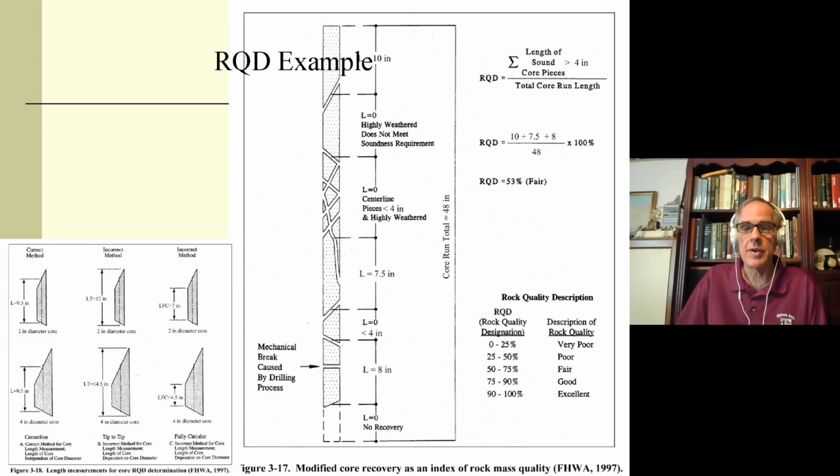The rock quality description depends upon the zone. From 0 to 25 would be very poor. 25 to 50 is poor. And 50 to 75 is fair. 75 to 90 is good. 90 to 100 is excellent. And that's how we evaluate rock quality. That's how we evaluate the RQD of a given rock sample. And we'll actually use these in evaluation of foundations put on rock.